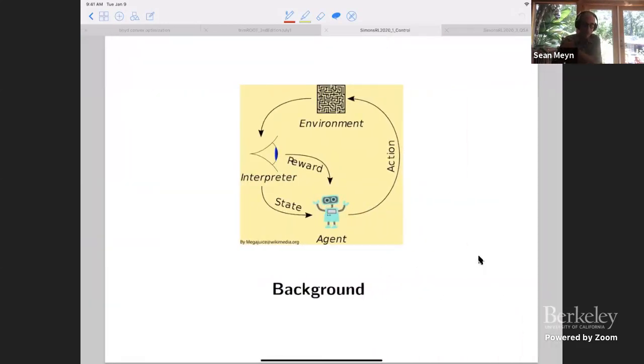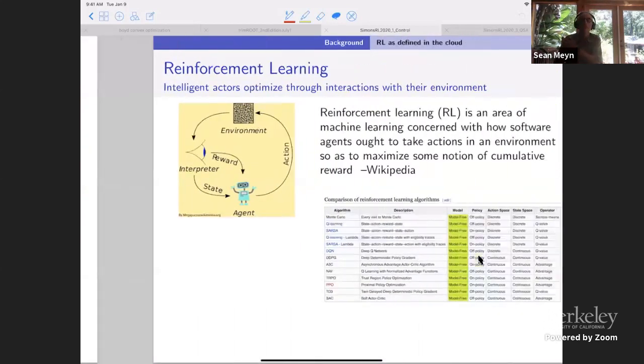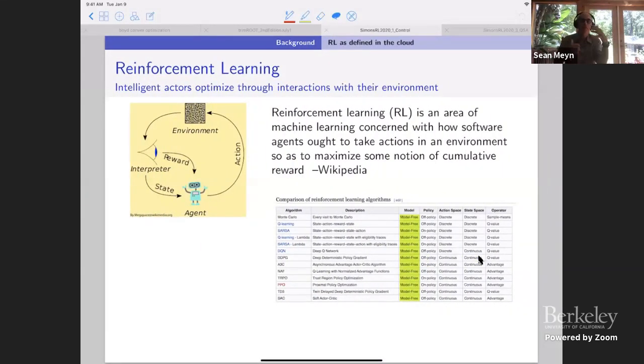All right, so let's go through some background. This is what you'll get if you go to Wikipedia and look up reinforcement learning. This is probably the most adversarial part of my lectures of the entire day. I won't read this out for you. Well, maybe I will. Reinforcement learning is an area of machine learning concerned with how software agents ought to take actions in an environment to maximize some notion of cumulative reward. Not bad.